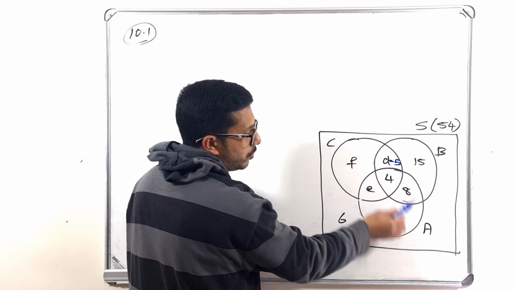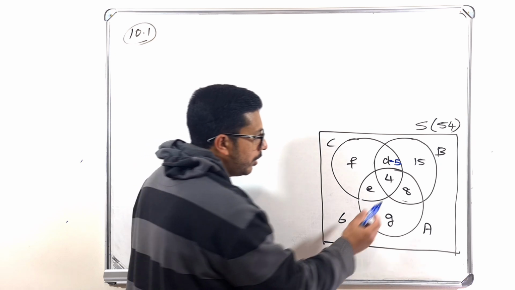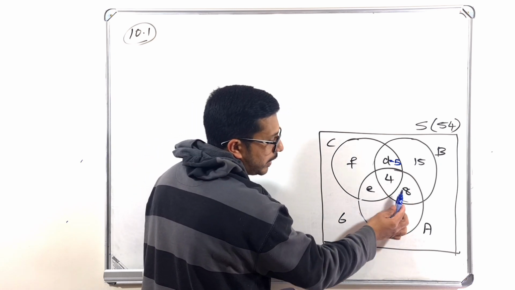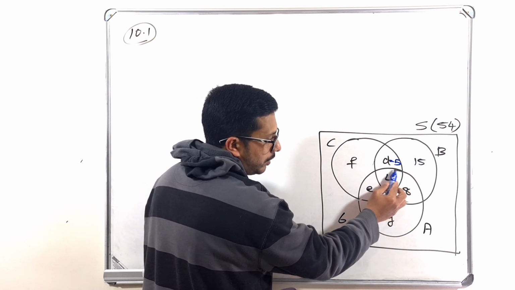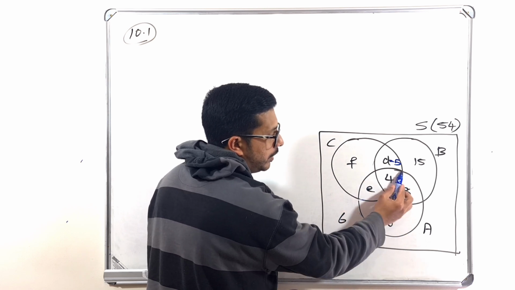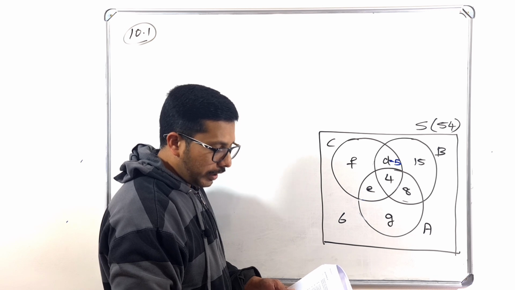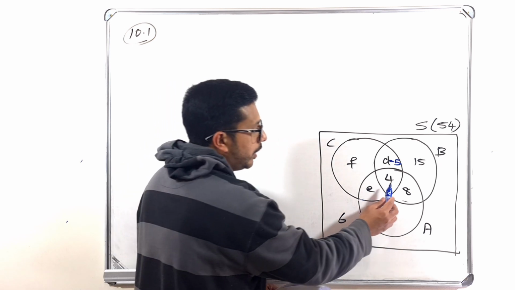So for these two circles, what is common? Which one is common for the A circle and the C circle? This part. Am I right? This part is common for A and C. So how many are common to A and C? 8 countries. So here it is 4.